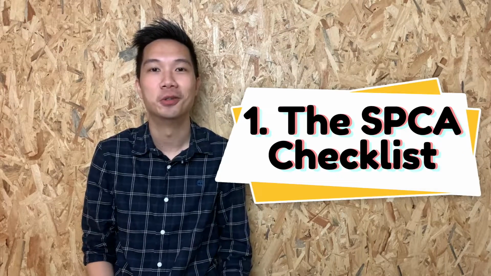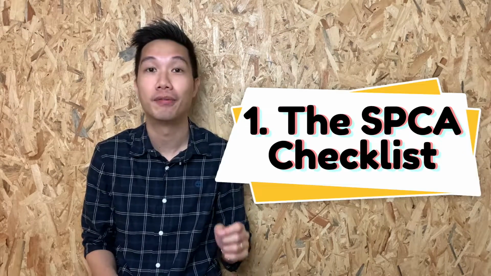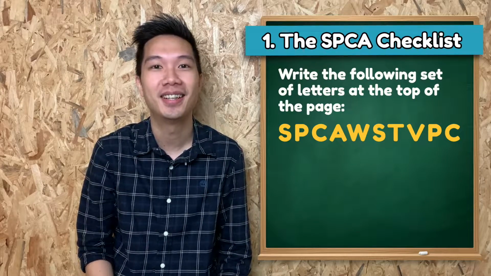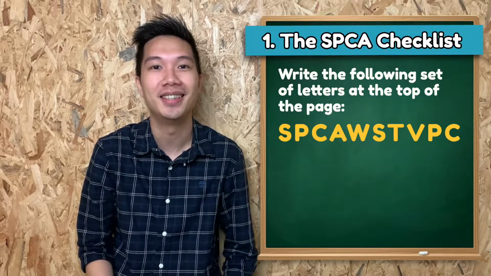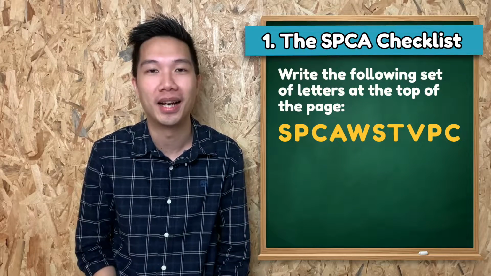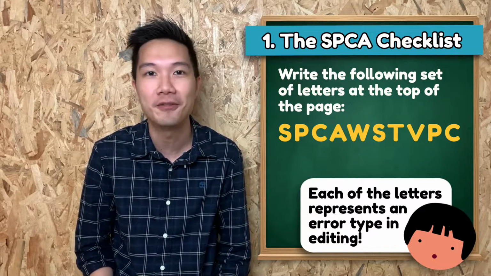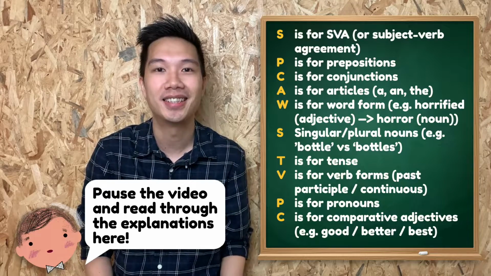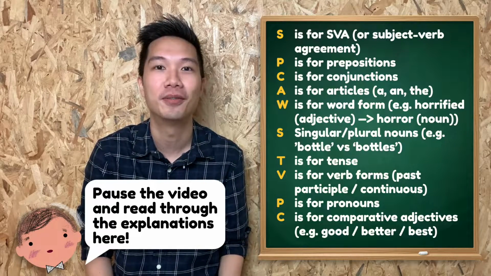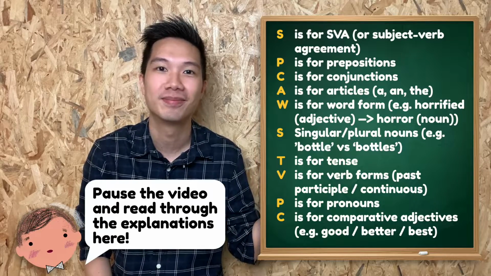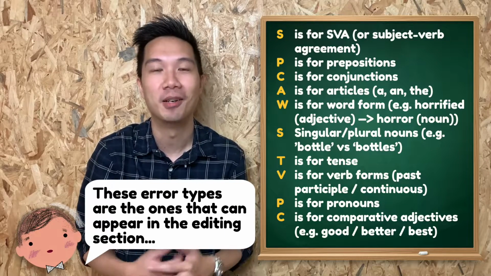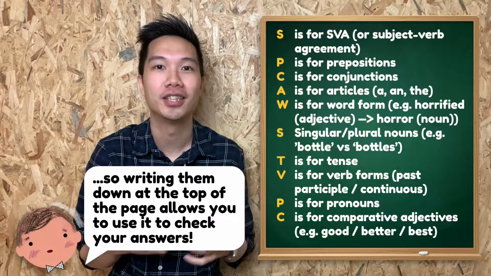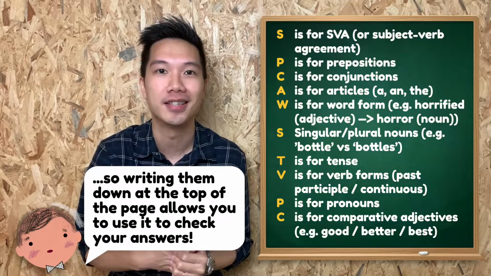The first thing you need to do, even before reading the passage, is to write the following set of letters at the top of the passage: SPCA, WSTV, PC. What are these letters, you might ask? Each of these letters stands for an editing error type in the passage. Take a second now to pause the video to familiarize yourself with the editing error types. These error types are the ones that can appear in the editing section. Writing them down at the top of a passage allows you to use them later to check your answers.